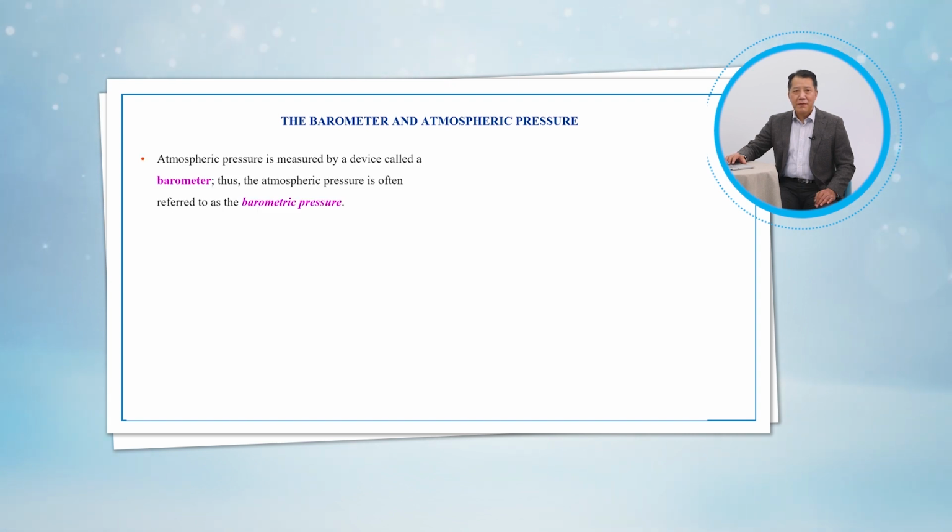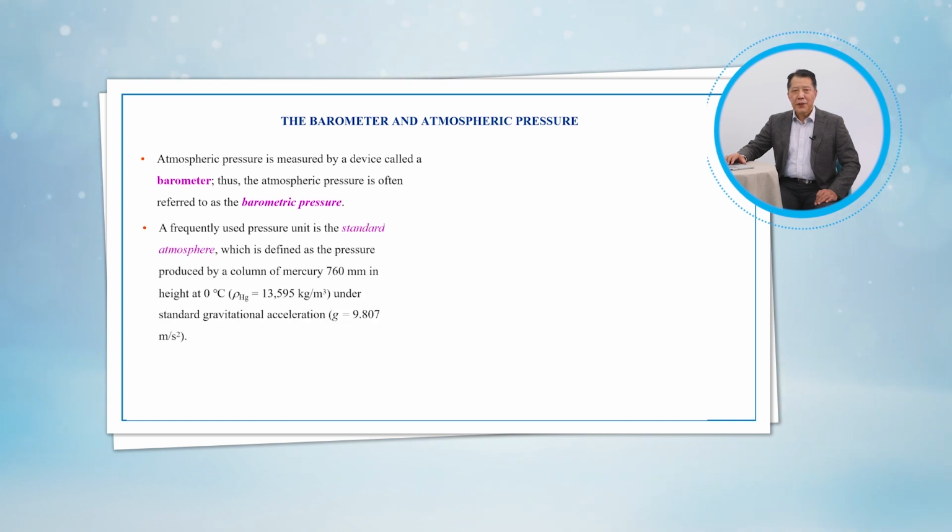Now, let's have a look at something relevant but a bit different. The topic of this subtask is about the barometer and the atmospheric pressure. Atmospheric pressure is measured by a device called a barometer. Thus, the atmospheric pressure is often referred to as the barometric pressure.